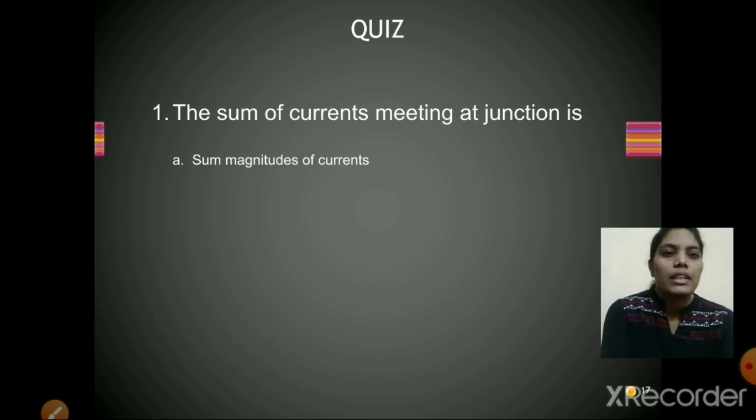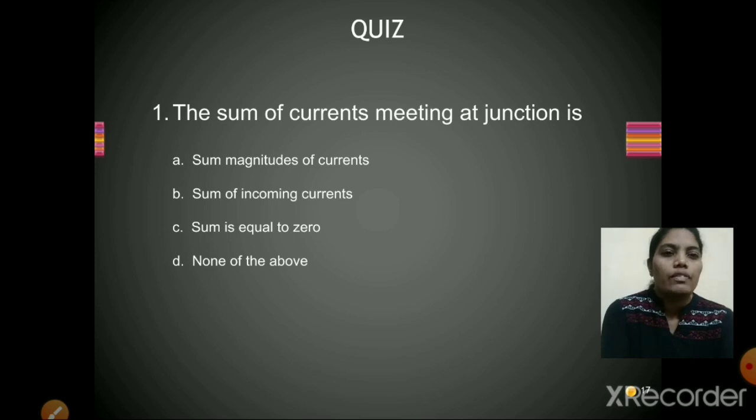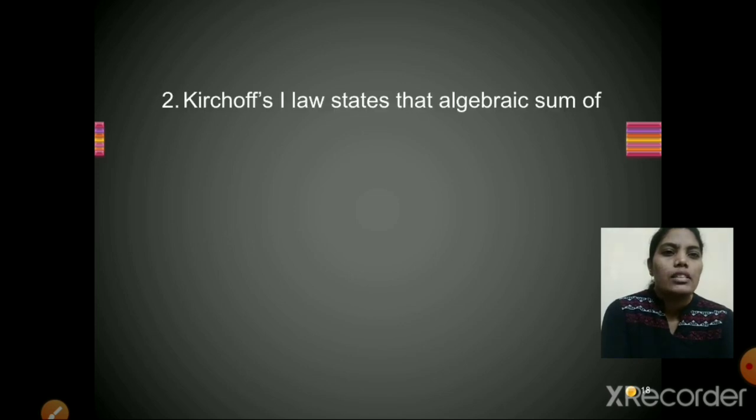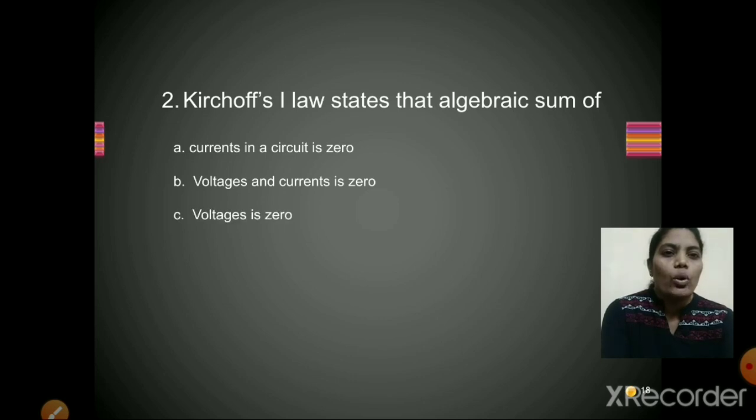The sum of currents meeting at a junction is: sum of magnitudes of current, sum of incoming current, sum is equal to 0, none of the above. So this is what Kirchhoff's first law is stating, that the sum of currents meeting at a junction is equal to 0. And Kirchhoff's first law states that the algebraic sum of currents in a circuit is 0, voltages and currents is 0, voltage is 0, none of the above. Currents in a circuit is 0.